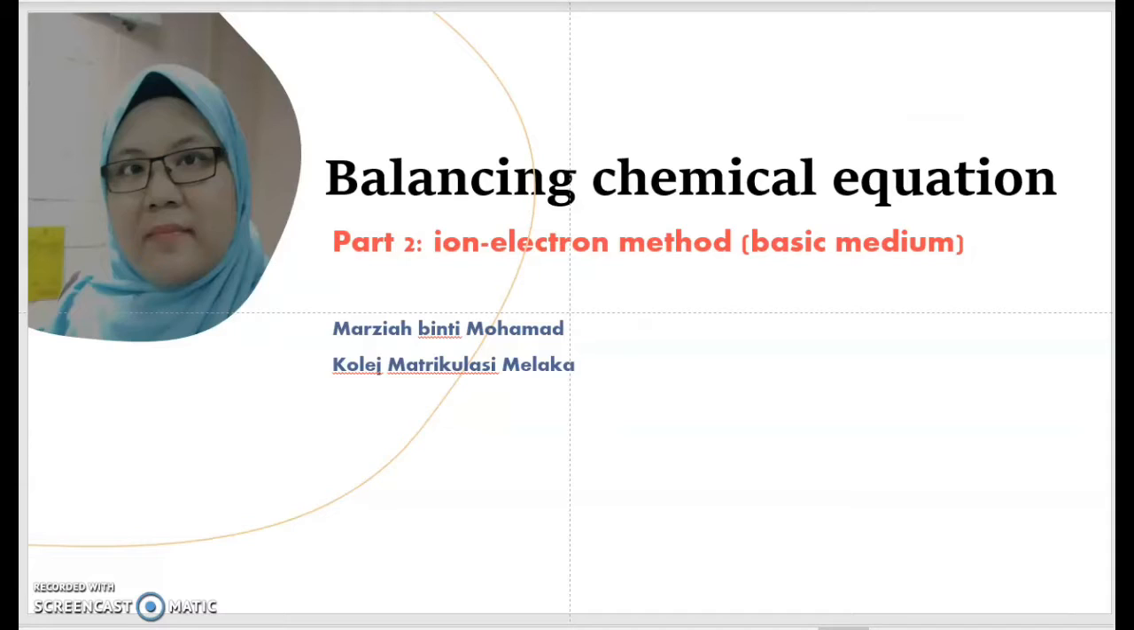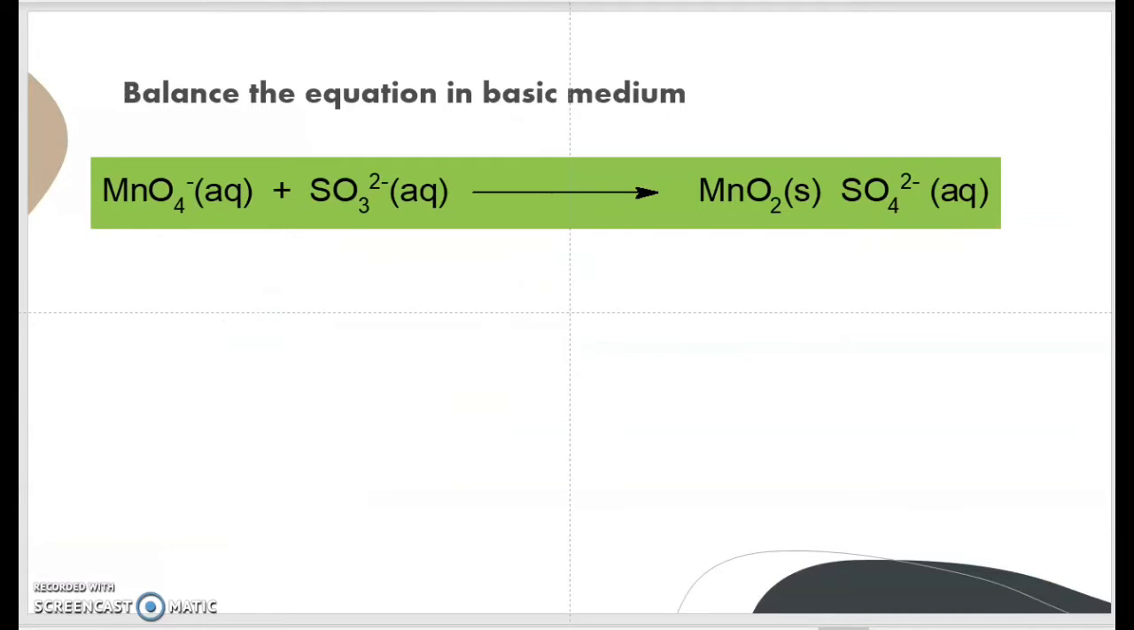So in this video, we are still discussing how to balance the chemical equation through the ion inspection method, but this time we are discussing how to balance the equation in basic medium. So let's look at this question. Balance the chemical equation in basic medium. In the previous video, we already discussed how to balance the equation in acidic medium. Now we have basic medium. So what is the difference?